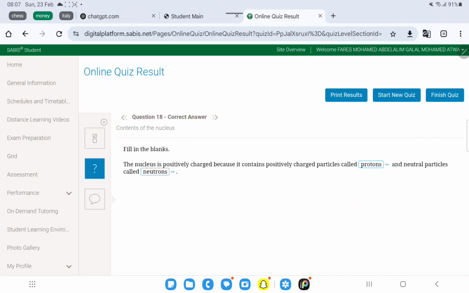The nucleus is positively charged because it contains positively charged particles called protons, and neutral particles, neutrons. It's in the name. Positively, protons; neutral, neutrons.